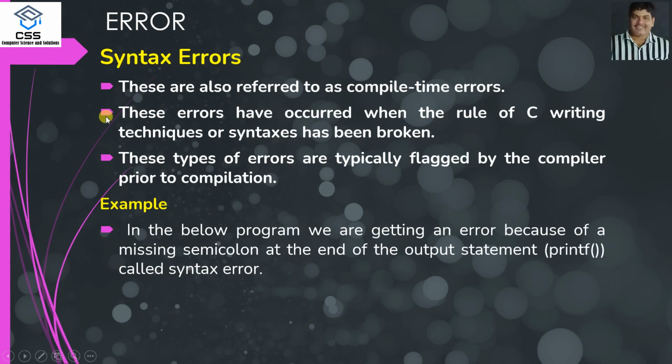First is the syntax error. What is a syntax error? It is also termed a compile time error, because it is produced at the time of compilation. These errors occur when the rules of C program writing, the syntax, have been broken, meaning we are not following the syntax rules. These types of error are typically flagged by the compiler.